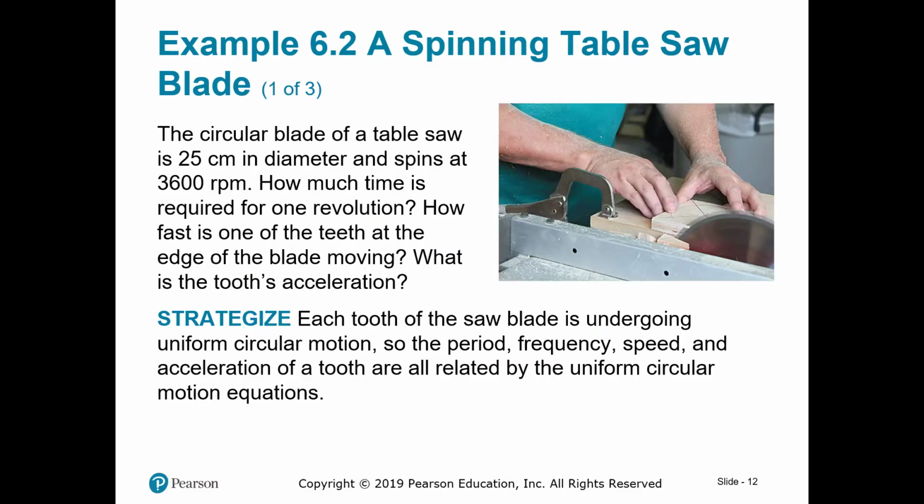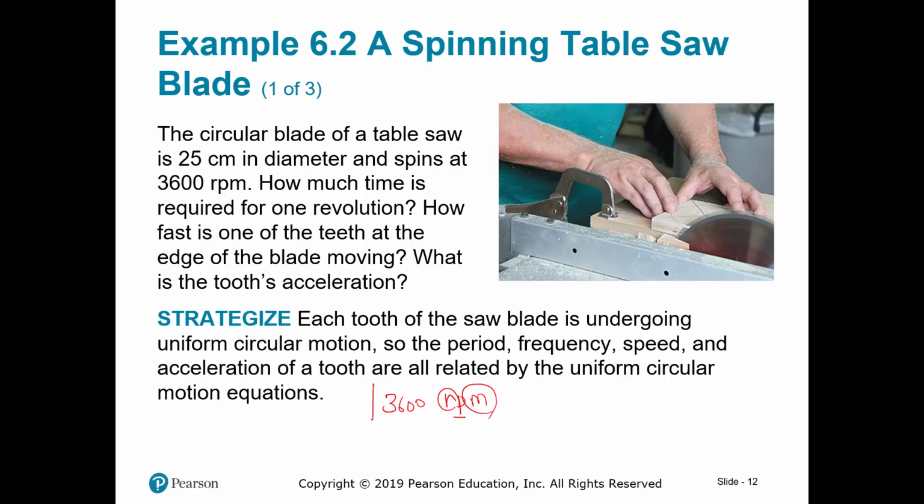So for example, another family member is RPM. Here you see the first sentence: a circular blade of a table saw is 25 centimeters in diameter and spins at 3,600 RPM. So maybe most of you know what RPM is. What is RPM? 3,600 RPM. That is revolutions per minute.